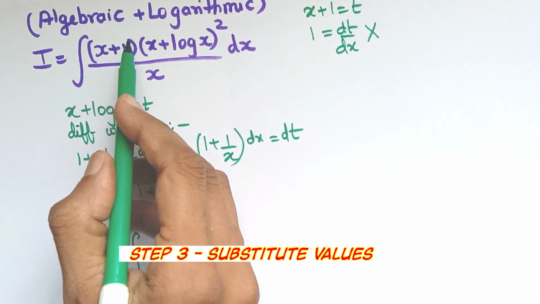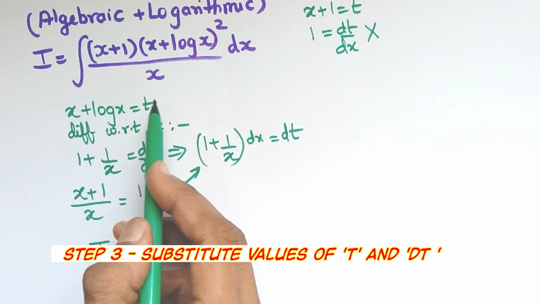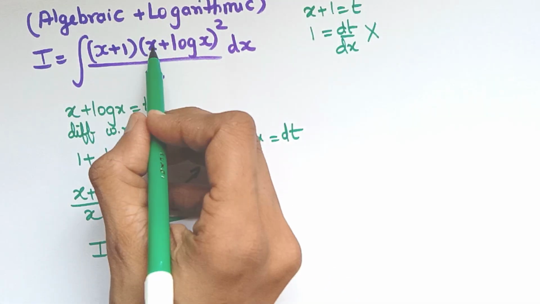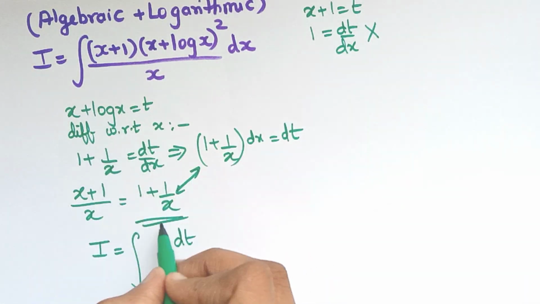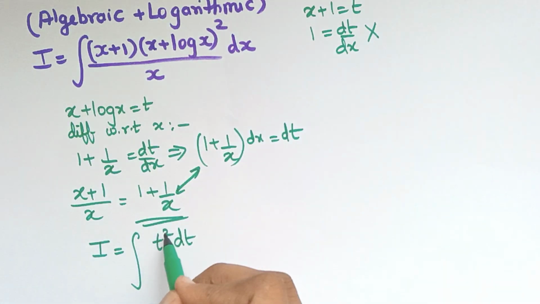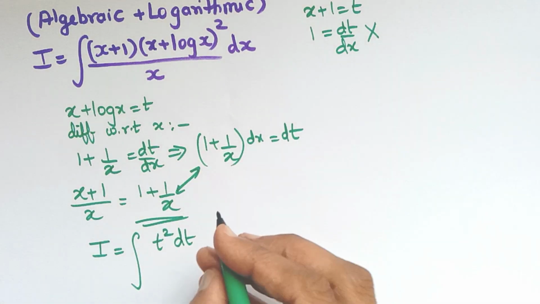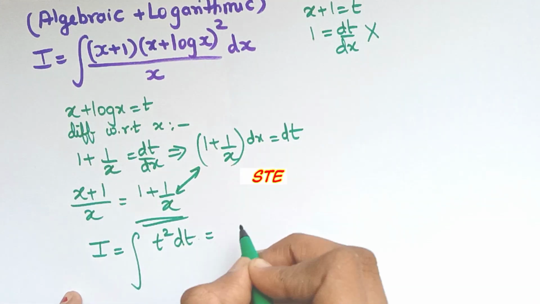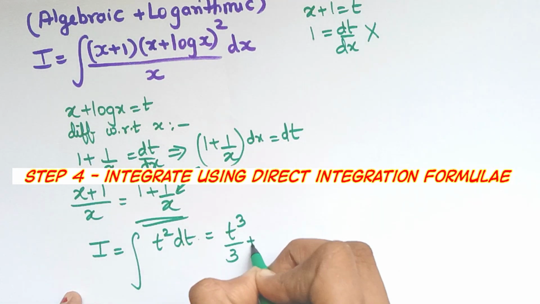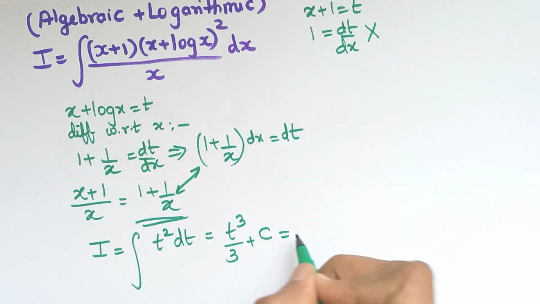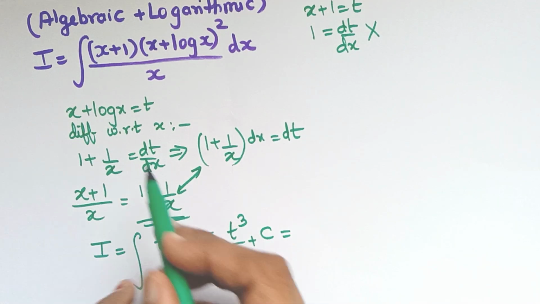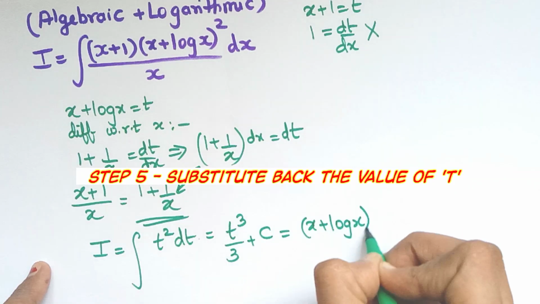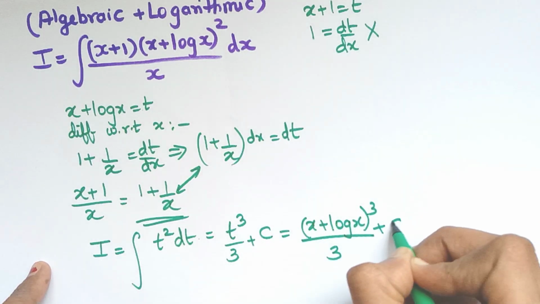So I will substitute this back. This entire thing is becoming dt, and this x plus log x is t. The square is there, so it is t square dt. Just compare, friends. This one is so much simpler. Now let's integrate it. I'll get t cubed by 3 plus c. But the important step is to substitute back the value of t. So I'll get x plus log x the whole cube divided by 3 plus c.